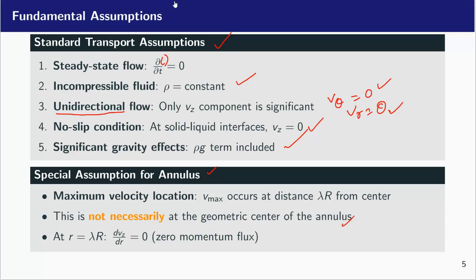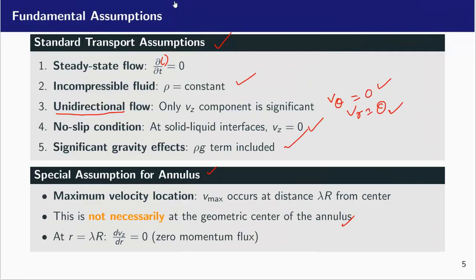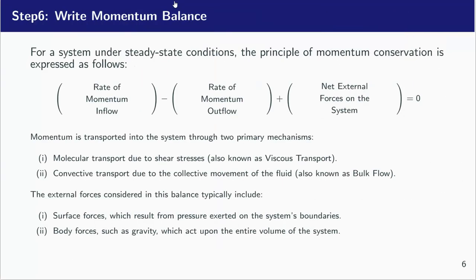At r equals lambda R, v_z is maximum and dv_z/dr is 0, so there is 0 momentum flux. Now step 6: write the momentum balance.